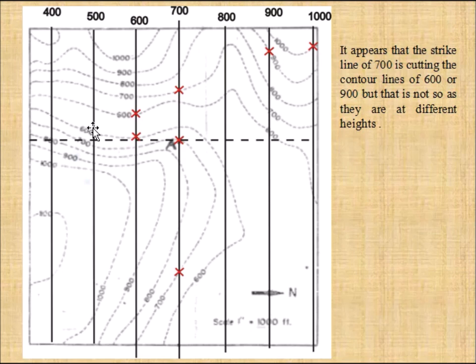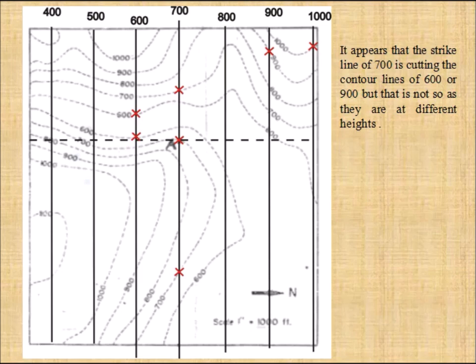However, the minimum height represented by the contour lines is 600, so we don't find any point of intersection. In this map, although it appears that the strike line of 700 numeric value is also cutting the contour lines of 600 and 800 at different places, we must understand that they are not cutting. This is the plan view, and since we have projected the three-dimensional figure on a two-dimensional plane, it appears so. The 600 contour line is at a height of 600, and the 700 strike line is at a height of 700. So both of them are at different heights, so they are not intersecting, they are at different planes.